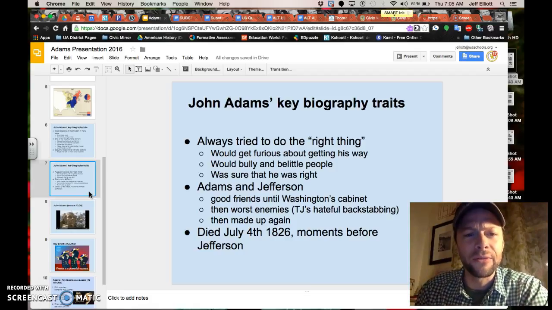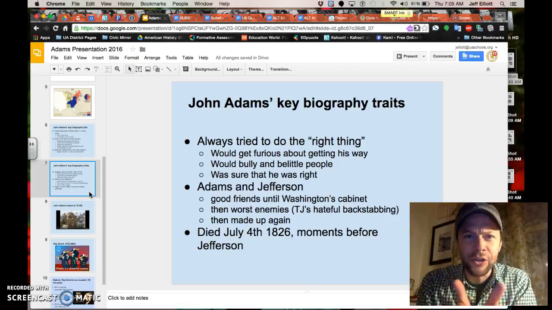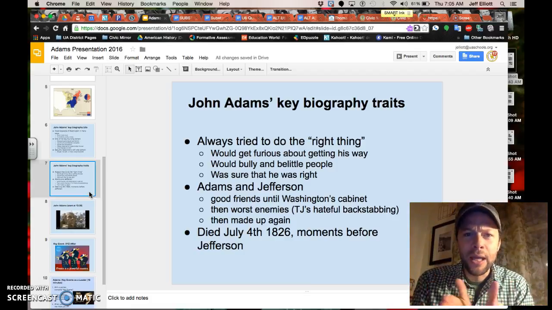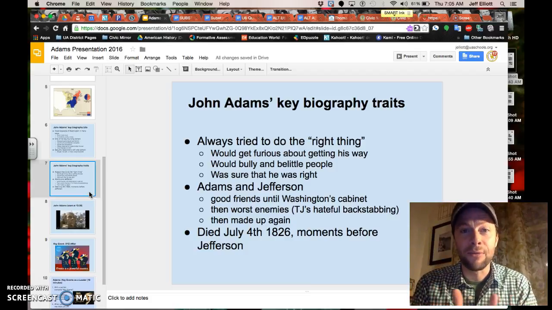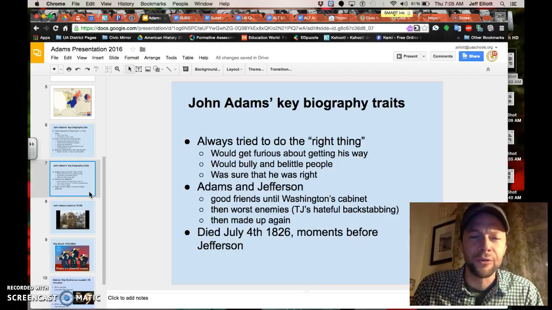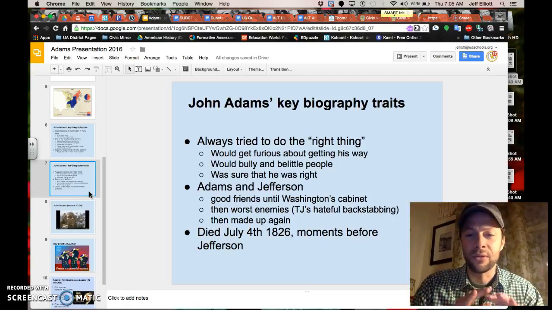Something interesting about John Adams and Thomas Jefferson. They had a twin star relationship their entire adult lives. They would go in and out of being friends. They were really good friends until Washington's cabinet, and then the Federalist and Democratic Republican split. They were the absolute worst enemies. Thomas Jefferson himself was responsible for saying the worst, terrible things about Adams behind his back and in newspapers and spreading rumors about him.